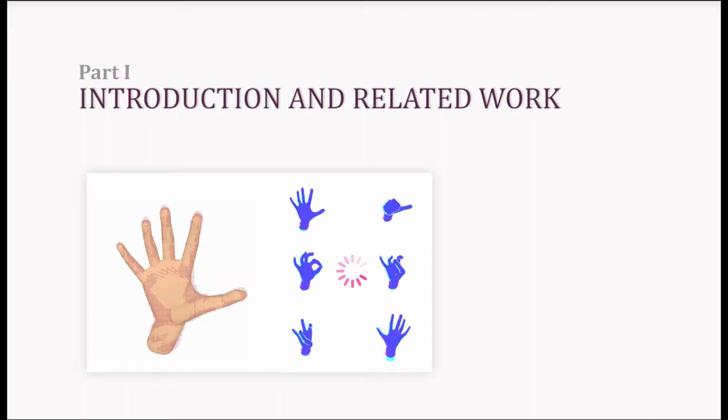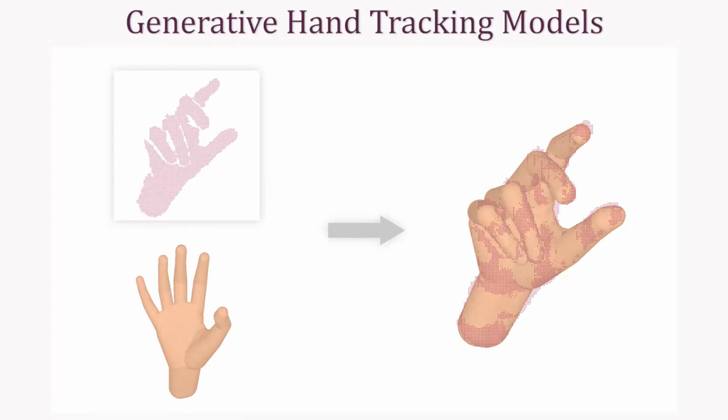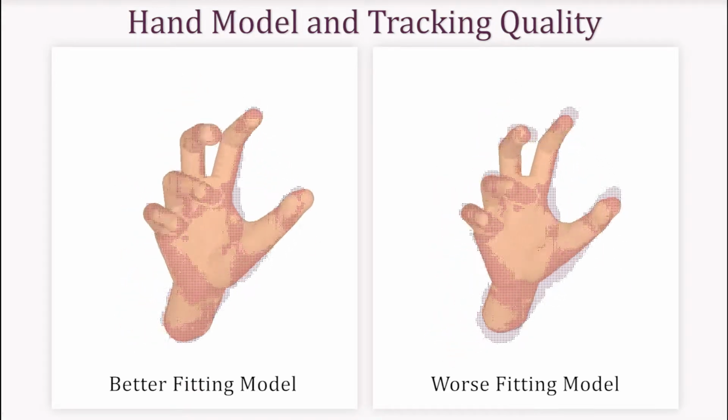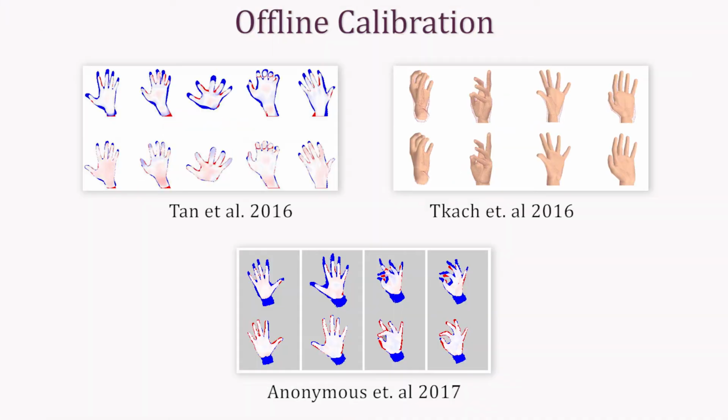Generative hand tracking algorithms register a geometric model of the human hand to sensor data. Tracking quality depends on how well the model fits the user being tracked. State-of-the-art tracking algorithms calibrate by jointly fitting a model to a small set of input frames.